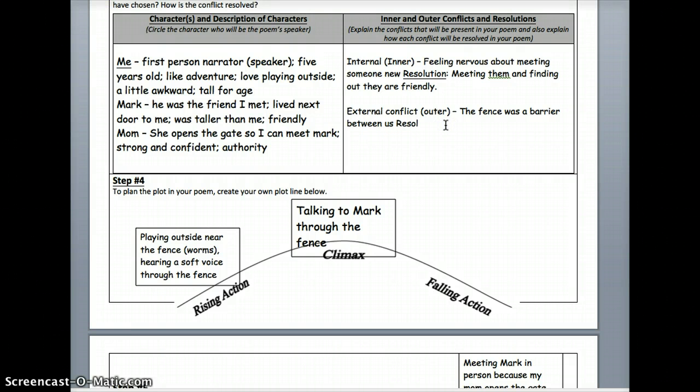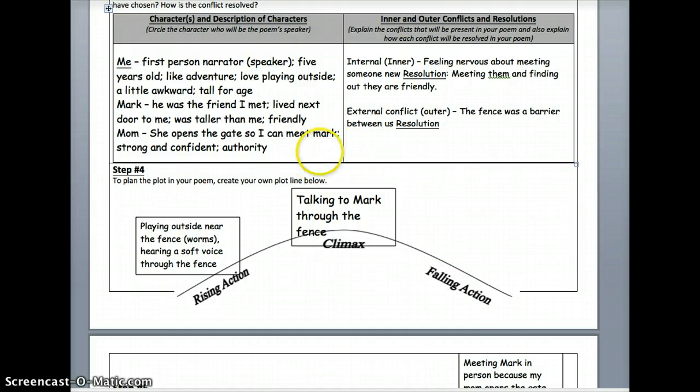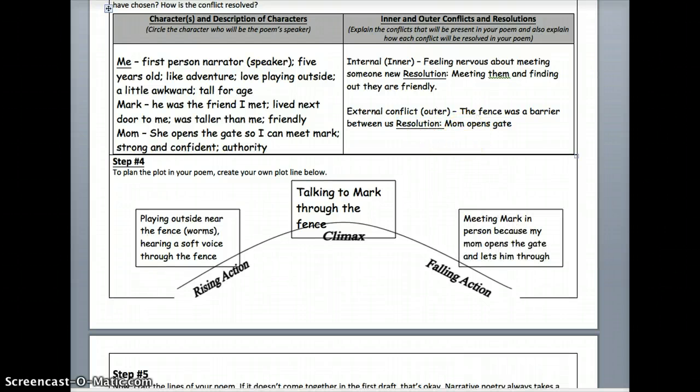And then the resolution for the fence being a barrier was what I put down in my plot map, that my mom opened the gate. Mom opened gate. So the fence is no longer a barrier. So yes, sometimes it's hard to remember things as you're going through the steps, but then always go back. It's so important to go back and to review what you've done and think about what you might be missing.